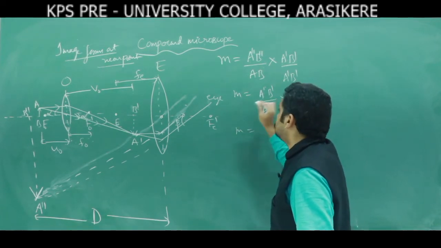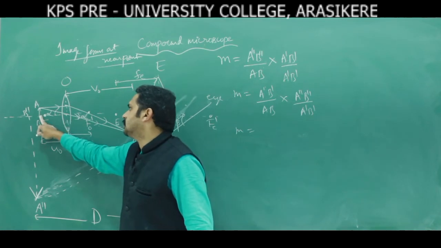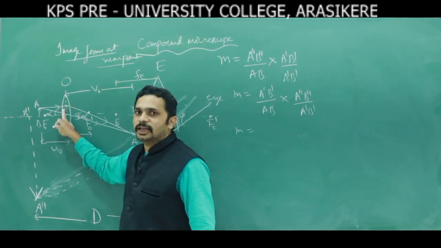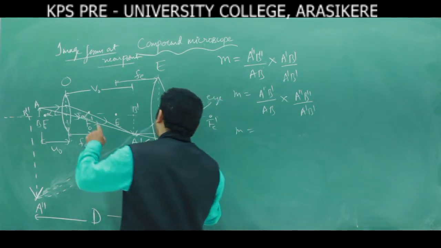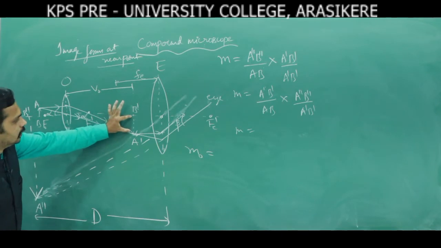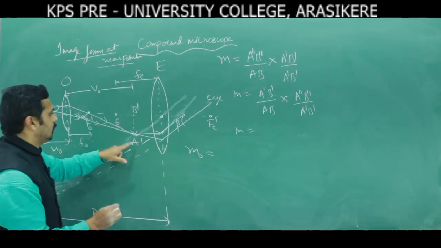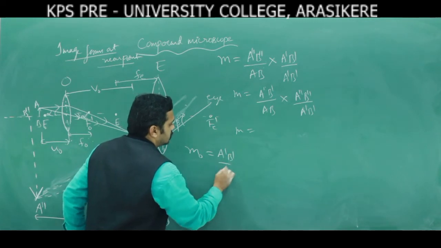What is A dash B dash? For the objective lens, this is the image, this is the object. This is the magnification produced by the objective lens. What is the magnification produced by the objective lens? M0. What is M0? Size of the image to size of the object, A dash B dash by AB.